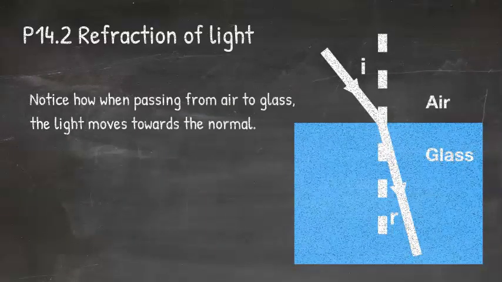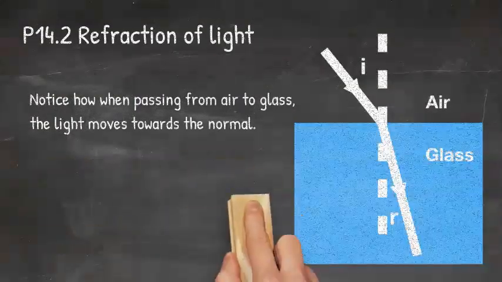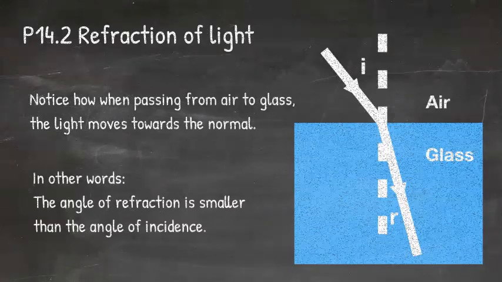Notice how, when passing from air to glass, the light moves towards the normal. This is because light travels more slowly in glass than it does in air. This is because glass is more optically dense than air. In other words, the angle of refraction is smaller than the angle of incidence.